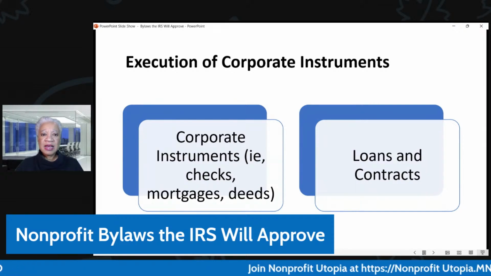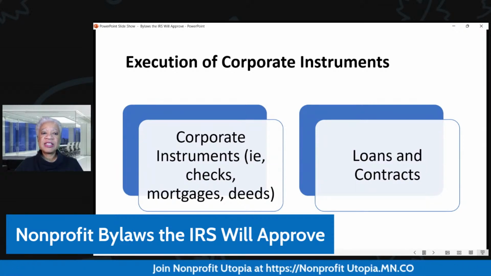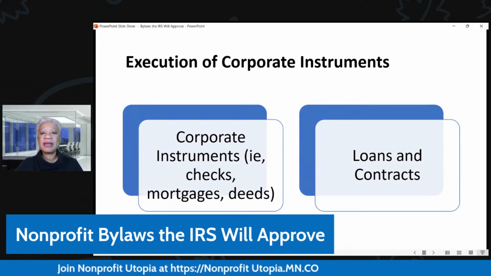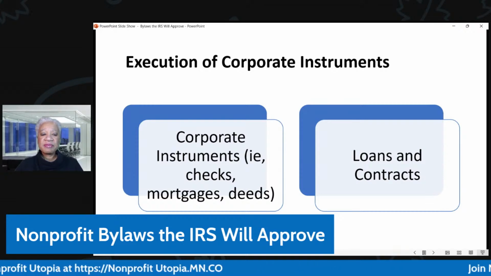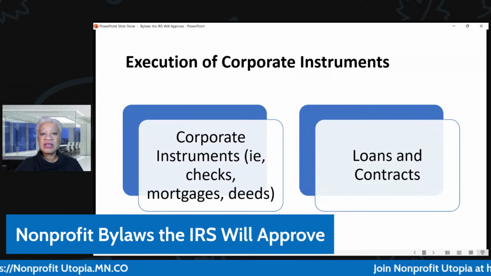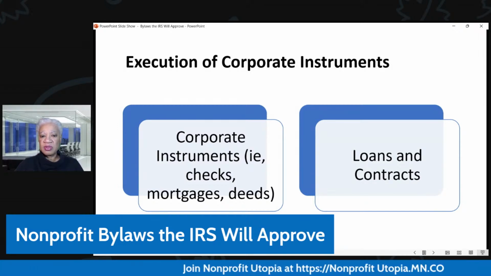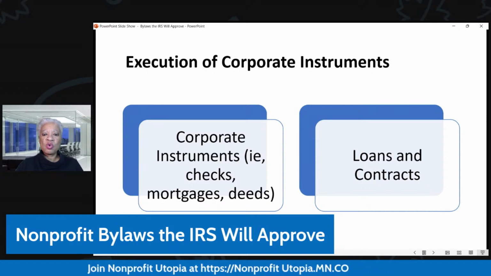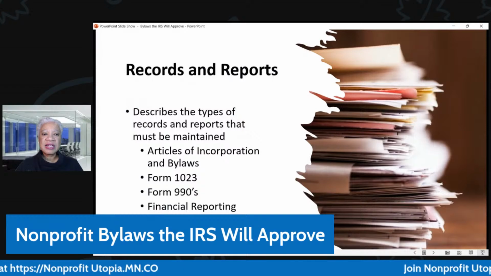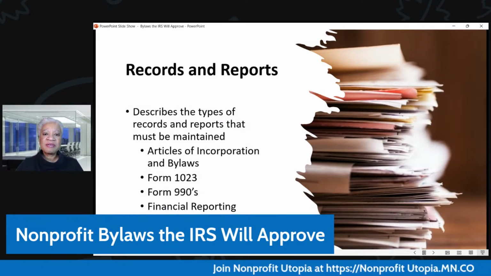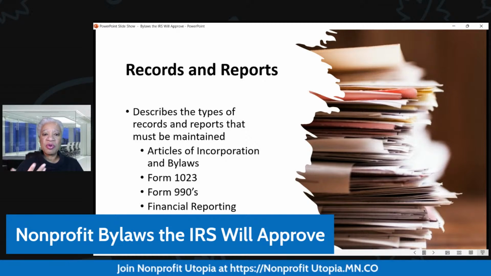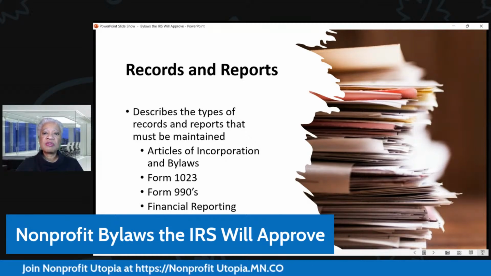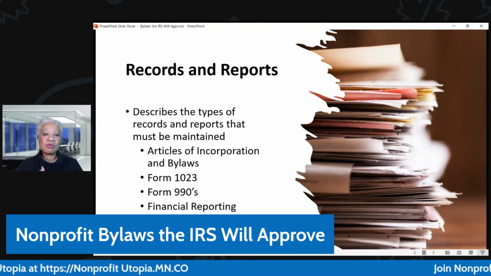All right. You also want to have articles as they relate to execution of corporate instruments. And that could be things like your checks, mortgages, deeds, loans, other loans and other contracts. Who is actually going to be the one to sign? Is it the president? Is it the board president? Is it the executive director? If it is the executive director, what's the limit of his or her authority? Will there need to be co-signature by a treasurer or another person?